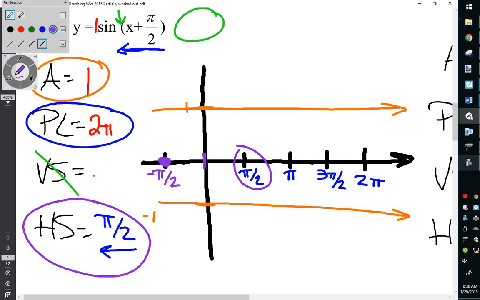So once I'm there, my next one's going to be up here at the top at 0, then back in the middle at pi over 2, then at the bottom at pi, and back in the middle at 3 pi over 2. You could keep going, but I have enough dots. Now I'm just going to connect them. So I'm starting down, through. There's my graph right there.